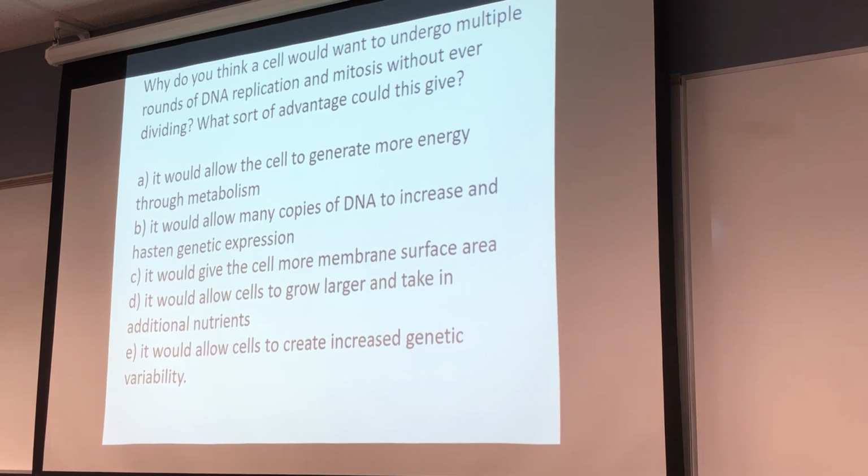Why do you think a cell will want to undergo multiple rounds of DNA replication and mitosis without ever dividing? What sort of advantage could this give? You have a cell with multiple nuclei. It will allow the cell to generate more energy for metabolism. It will allow many copies of DNA to increase and hasten genetic expression. It will give the cell more membrane surface area. It will allow cells to grow larger and take in additional nutrients. It will allow cells to create increased genetic variability.